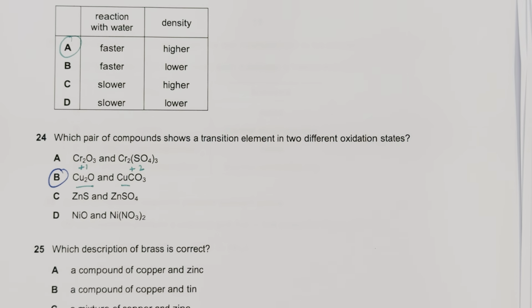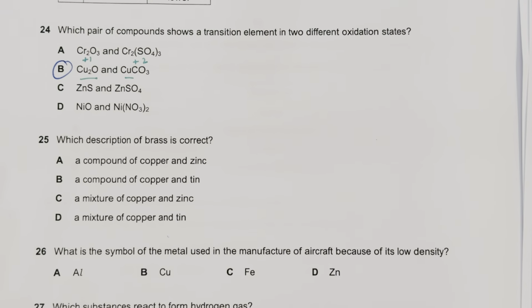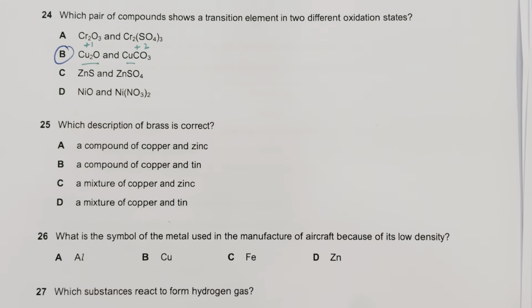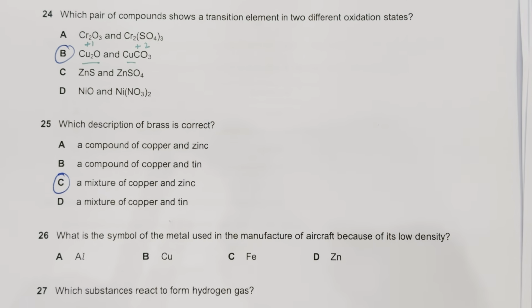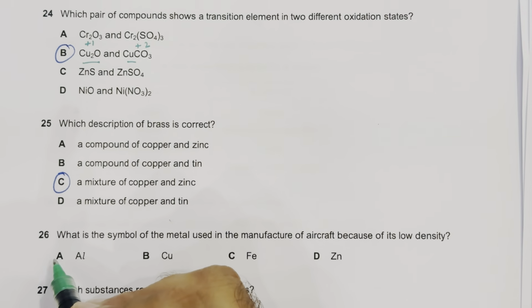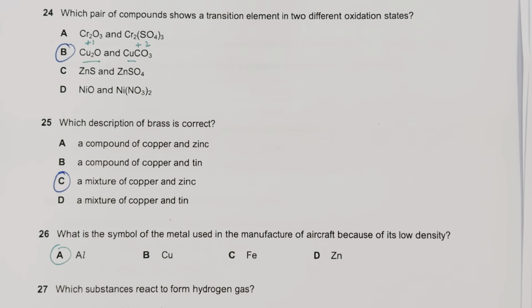Moving to question number 25, which description of brass is correct? We know that brass is an alloy and it is a mixture of copper and zinc, so option number C is showing that. Moving to question number 26, what is the symbol of the metal used in the manufacture of aircraft because of its low density? We know that an aluminum body is used. Recently, all mobile phones are also made from aluminum. Now we are shifting to lead, so option number A is the correct option because it has a low density.